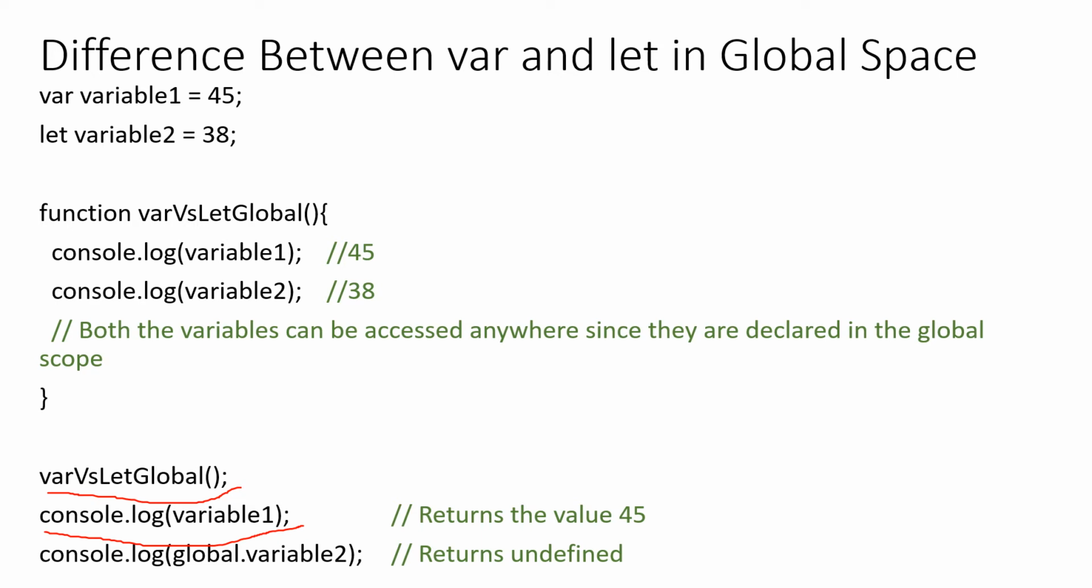So var has the global space; var we can access and store in the global space. Let we can also access anywhere, but it doesn't get stored in the global space. It has a different scope.